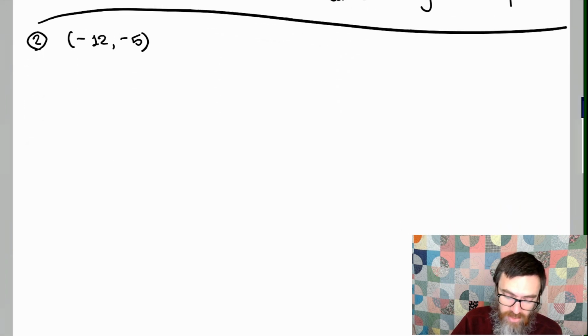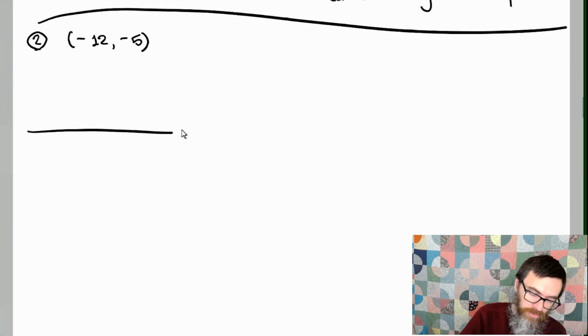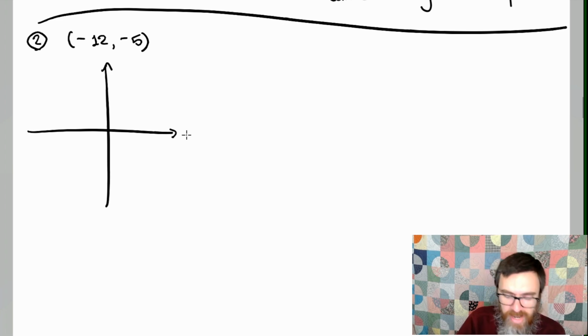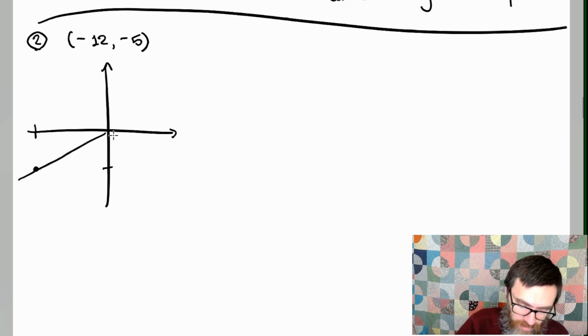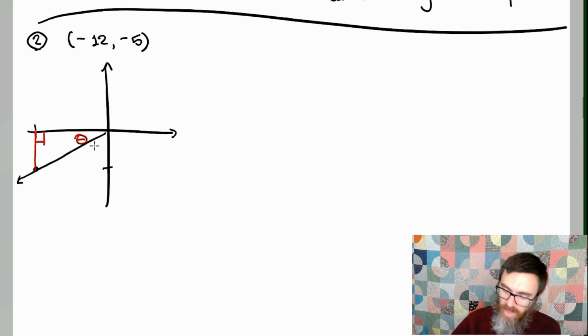So in all of these, draw the picture. That is the most helpful thing that you can do to really understand what's going on. So the ordered pair negative 12, negative 5 is something like this. So here's negative 12 and down 5, so it's going to look like that. Again, we're not going for exactness here. I just want to get an idea about where I am. Drop that perpendicular to the x-axis like so. And this is the theta that I'm talking about. All right, so this was my x, this is my y. Put that in the diagram.